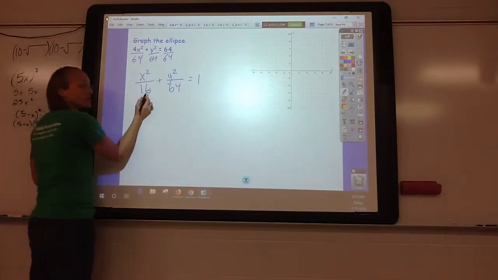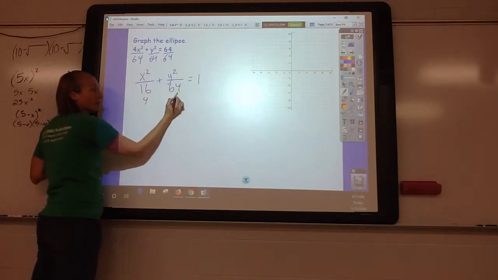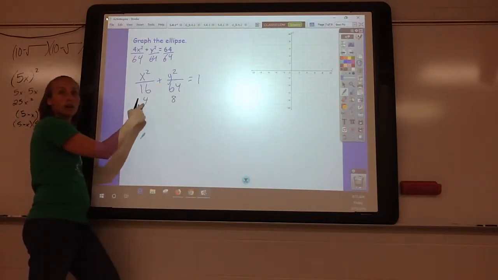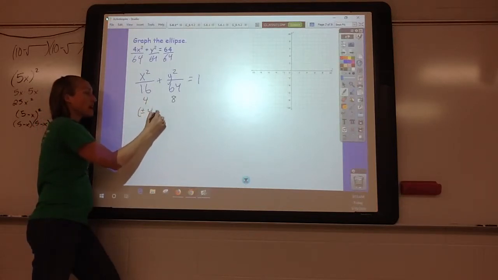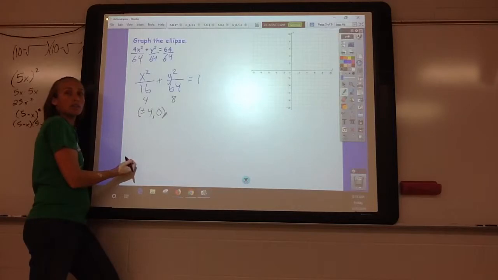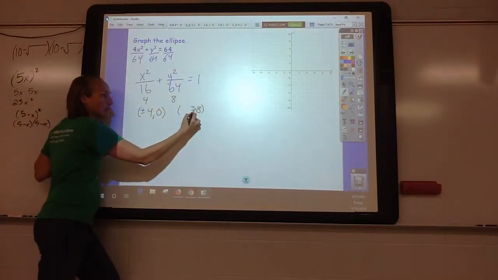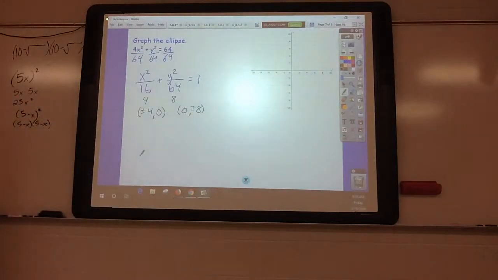All I know is that this is a square, so I have to find the square root of that, which is 4. And the square root of this is 8. I'm going to make a point out of this one. This one, since it is first, goes in the first spot with a 0 in the second spot. This one, since it is second, goes in the second spot with a 0 in the first spot. Those are my co-vertices and my vertices.